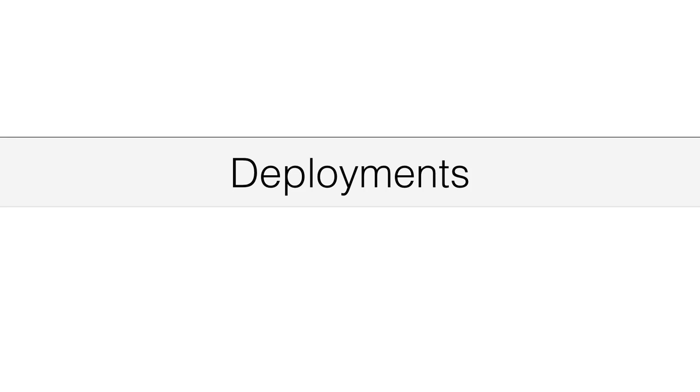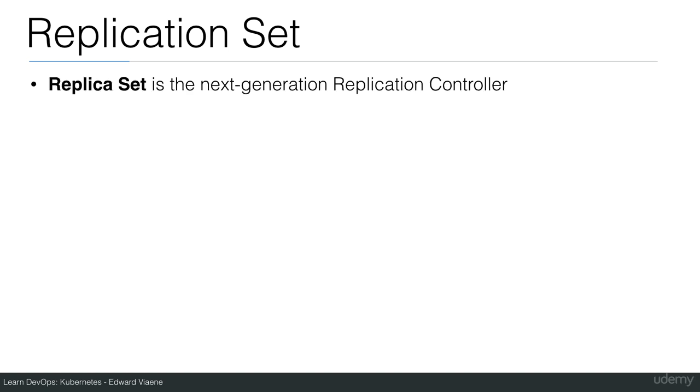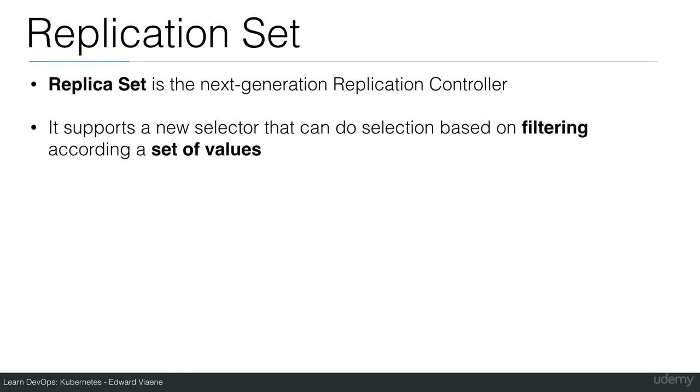In this lecture, I will be talking about deployments in Kubernetes. Let me first talk about the replication set. The replication set is the next generation replication controller. So it's a newer version of the replication controller that I just explained to you in the previous lecture. It supports a new selector that can do selection based on filtering according to a set of values.